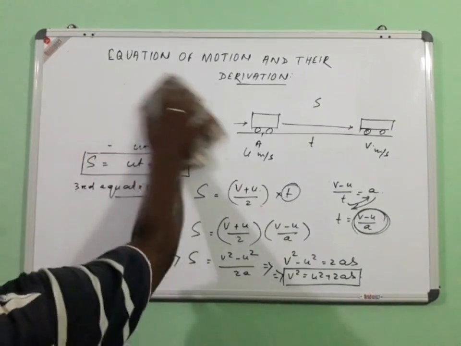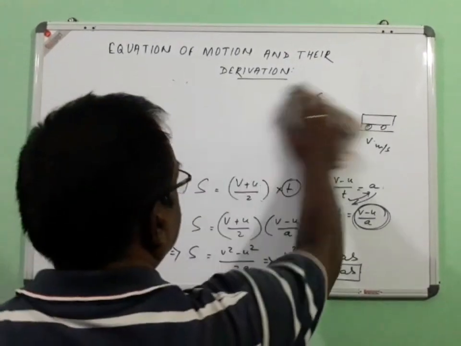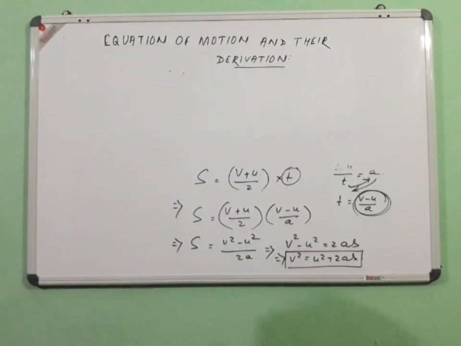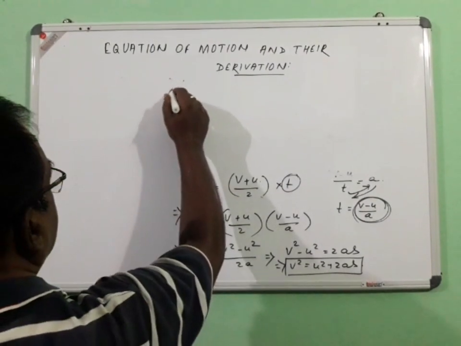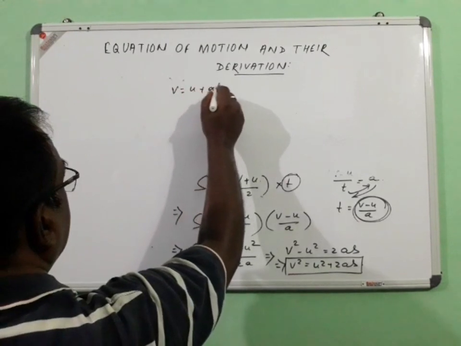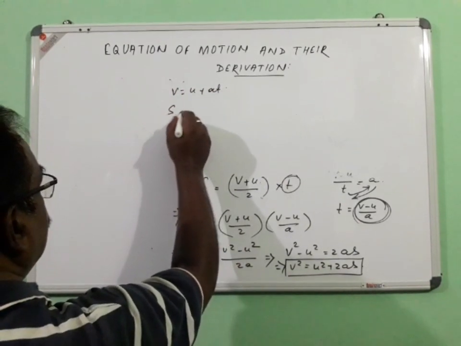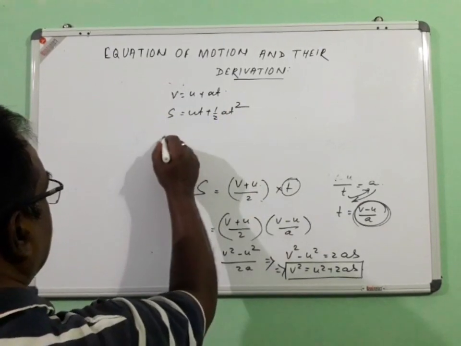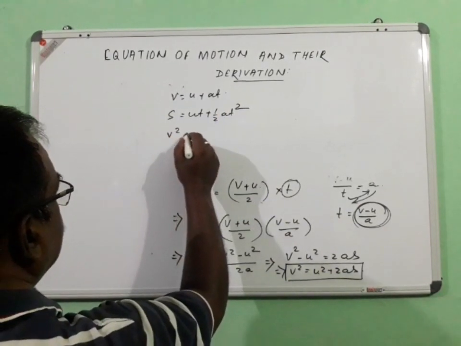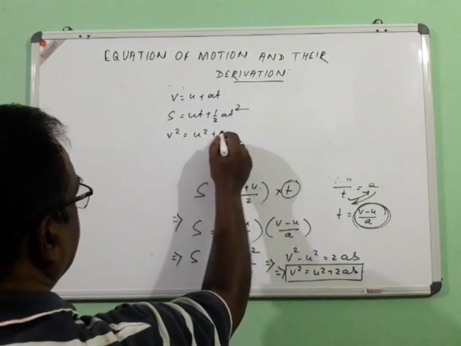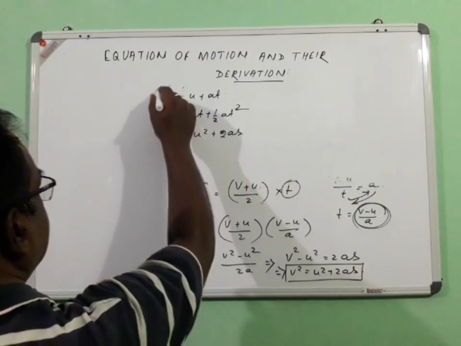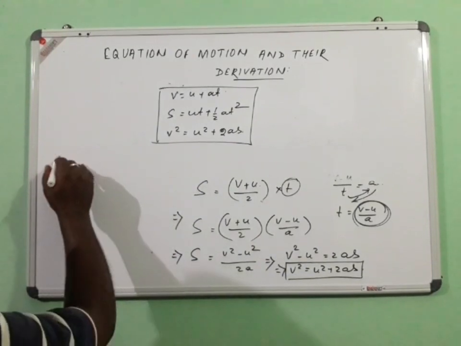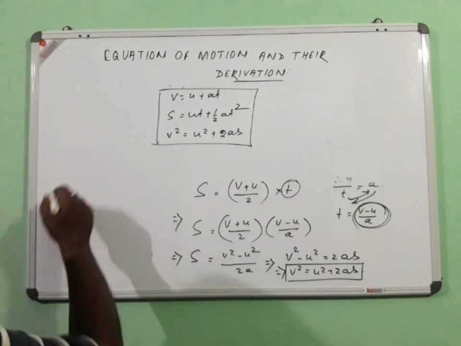Now let us consider that the body starts from rest. We have those equations: the first equation, V is equal to U plus AT; the second equation, S is equal to UT plus half AT square; and similarly the third equation, V square is equal to U square plus 2AS. Taking these three equations, now we have certain special conditions. Let us consider that the body starts from rest.